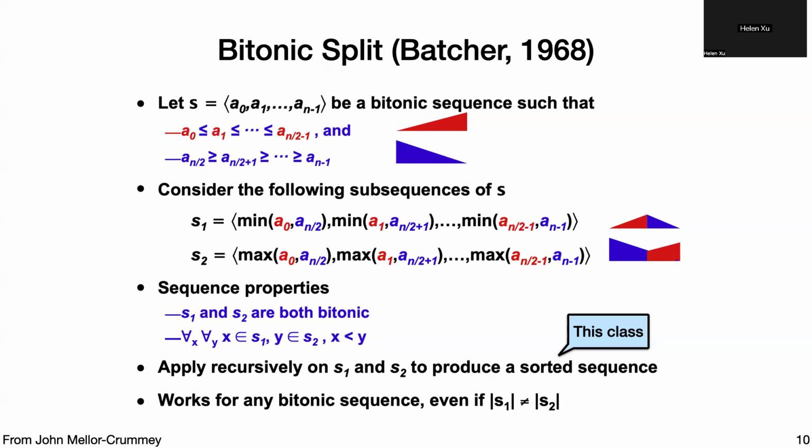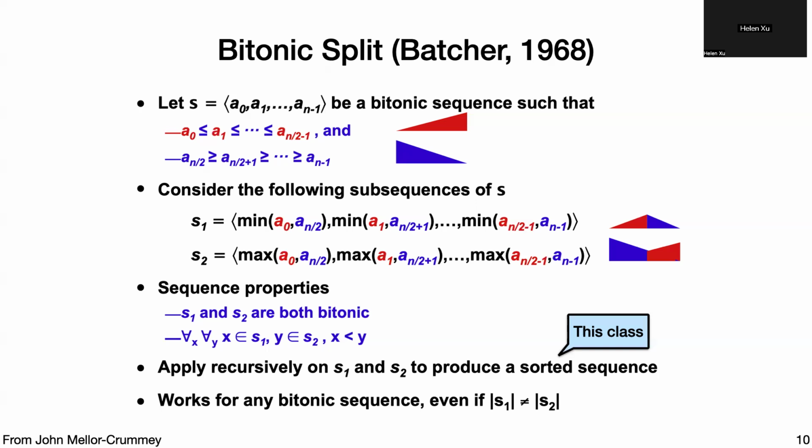It is interesting that if you had a Bitonic sequence of this form, you would get out two Bitonic sequences as well. They might not be equally split. Like this one was perfectly split in the middle with n over 2, but these two might not be perfectly split. The inflection point might happen anywhere, but they will be Bitonic. They also have this property that for all x in S1, which is the min, and for all y in S2, which is the max, x is less than y. So all the elements in S1 are smaller than all the elements in S2. And you can see that by construction.